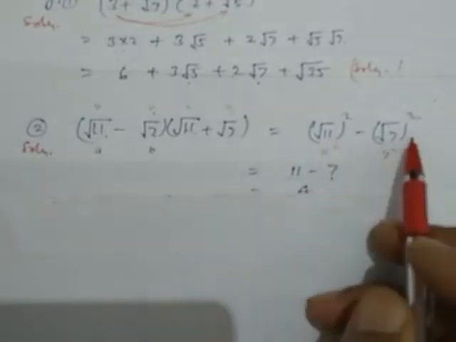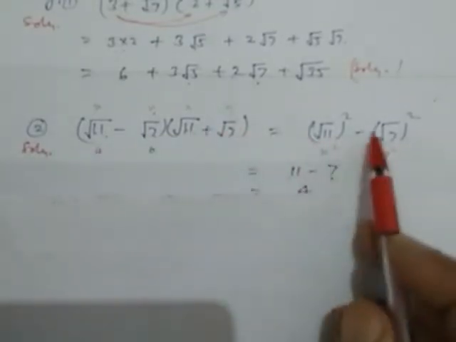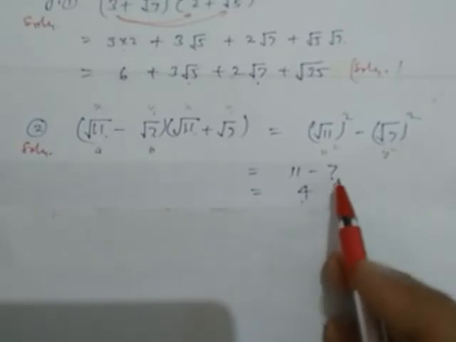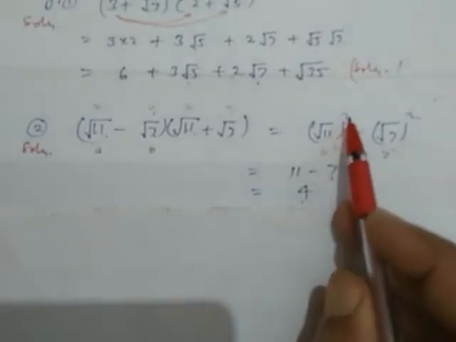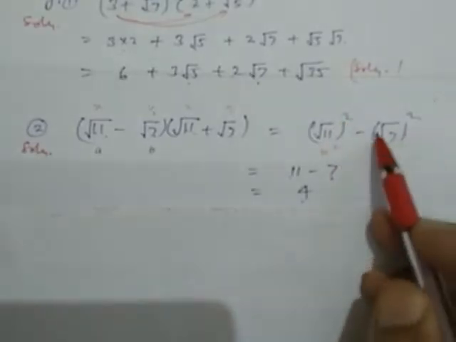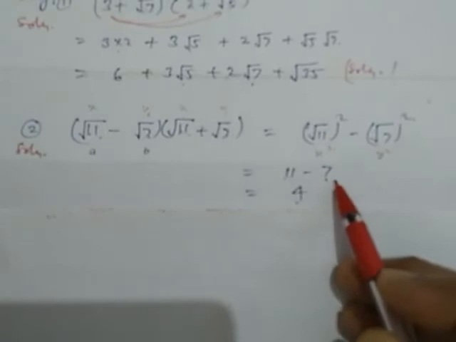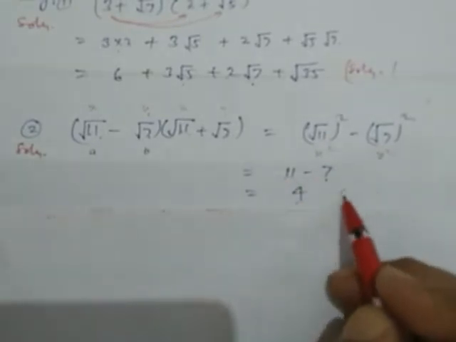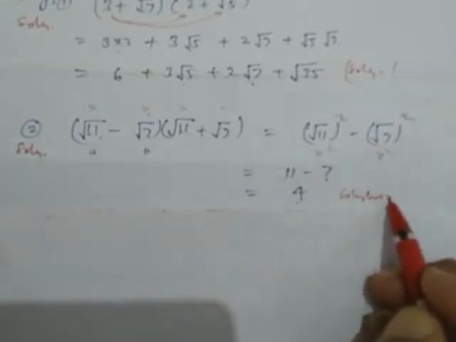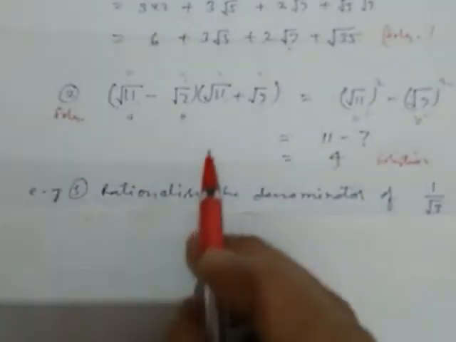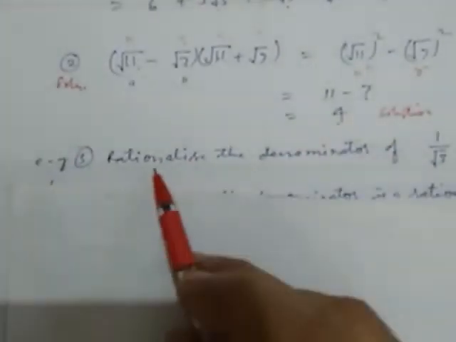So we directly solve by taking help of the identity, and just by solving this, the square root cancels out by this square, and this root cancels out by this square. So we get 11 minus 7. So 11 minus 7 is 4. So this is our solution. Okay. Now we take another example.